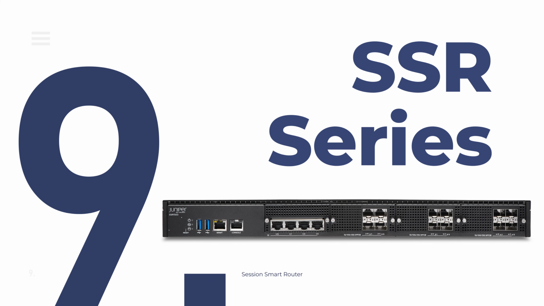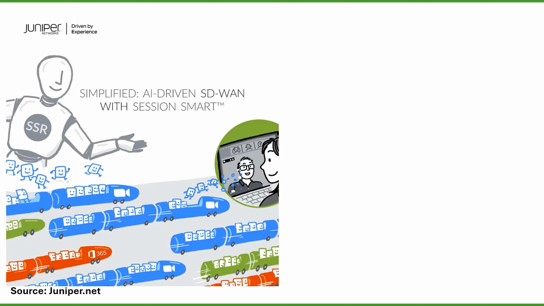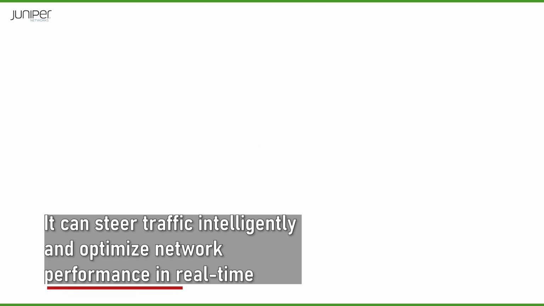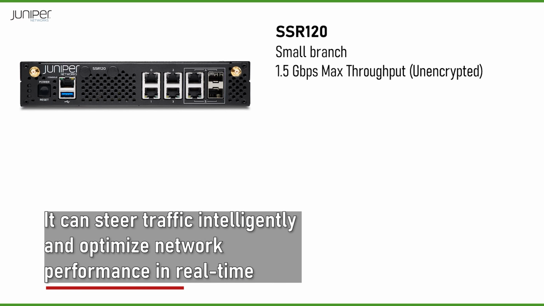Juniper Session Smart Router, or SSR. The Session Smart Router is Juniper's next-gen SD-WAN solution. It's built around a session-based architecture, meaning it can steer traffic intelligently and optimize network performance in real time. If you need secure, application-aware routing, this is the tool for the job.